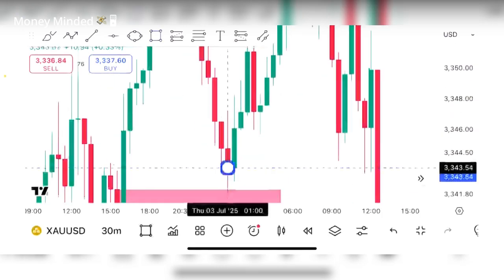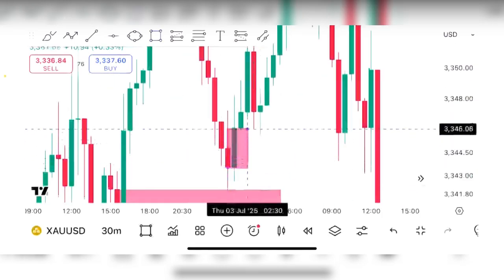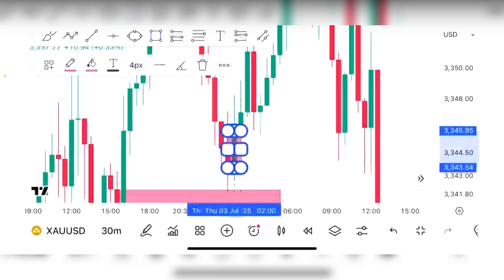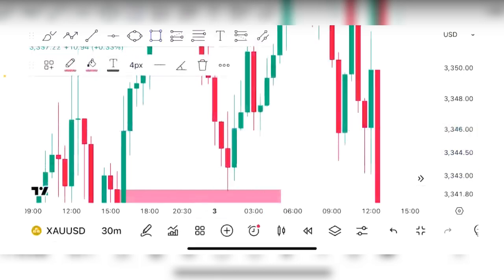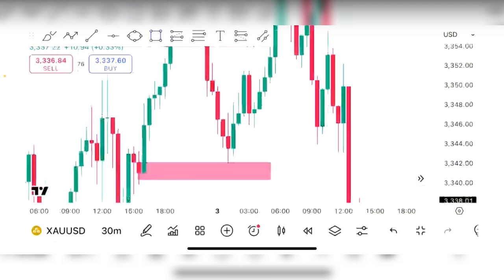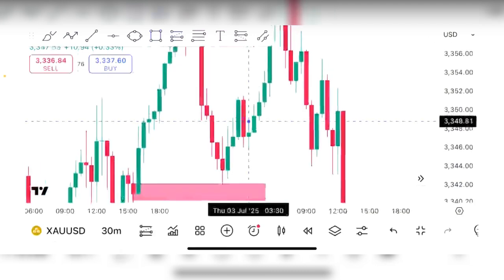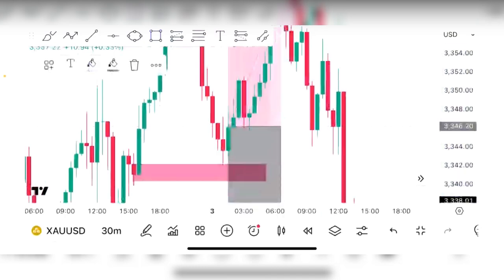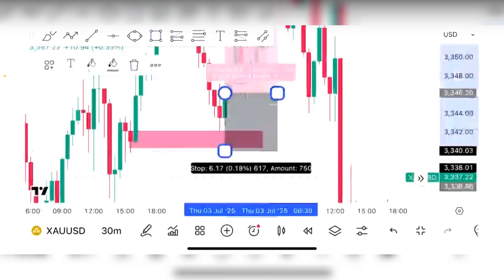This is a bullish engulfing confirmation pattern. You can see how the entire body of the red candle is engulfed by the entire body of the green candle. This is a bullish engulfing confirmation pattern. If you find this at your point of interest, the moment that candle closes, you can decide to buy instantly.